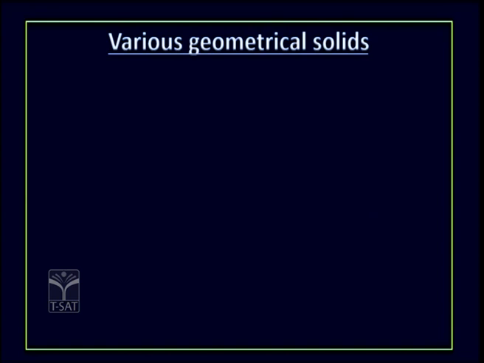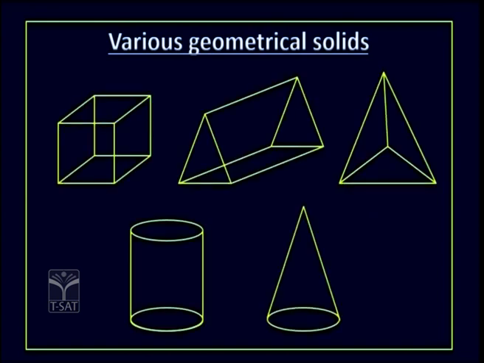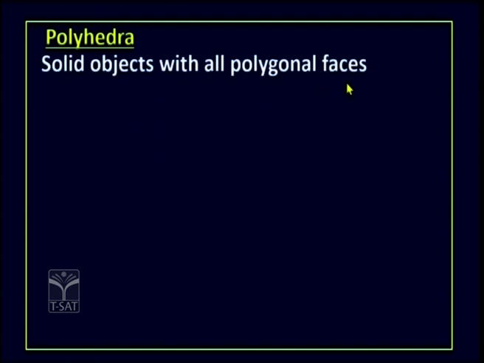Now, let us understand various geometrical solids. Children, here on the screen I am taking 5 solid figures. Children, what are you observing on the screen? Yes, various geometrical solids which we observe in our day-to-day life. Now, let us understand what are called polyhedra, children. Solid objects with all polygonal faces are called polyhedra.